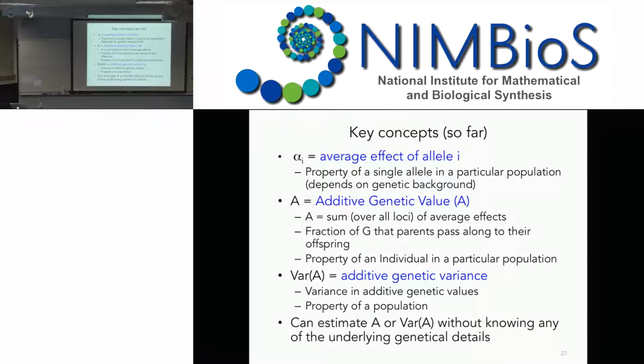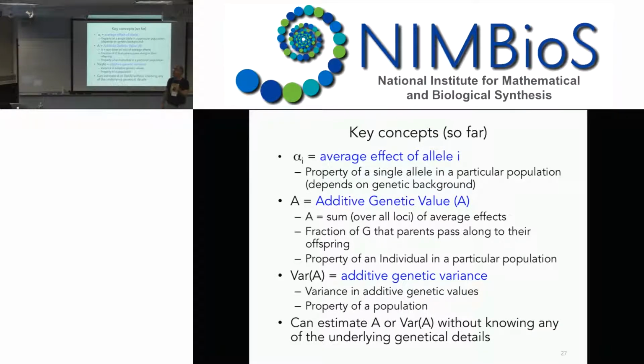The variance in breeding values, the additive genetic variance, is a property of a population. This is one of the most critical concepts in quantitative genetics. I have two traits. Trait number 1 has a high additive variance. Trait number 2 has almost no additive variance. If I give those two traits the same amount of selection, which trait is going to evolve?